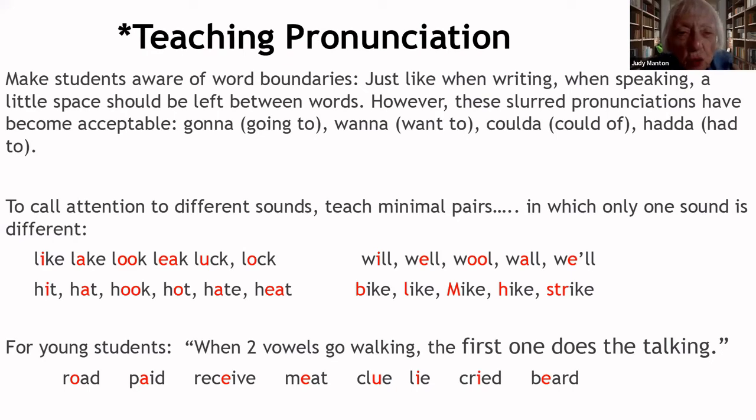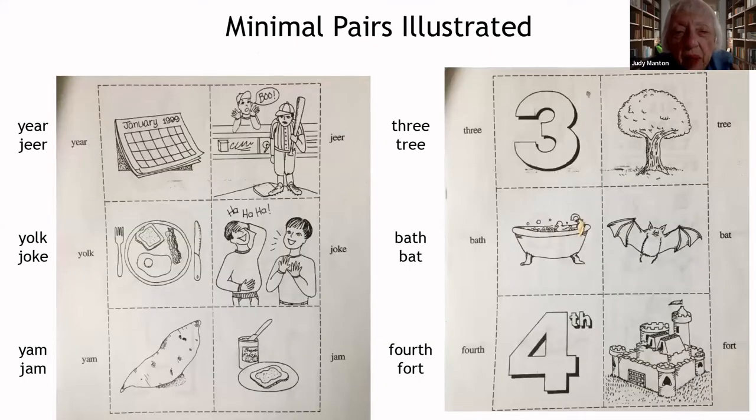And here are some illustrations of minimal pairs. In year and jeer, you see the only one letter different makes one sound different. Three and tree. Yoke and joke. Bath and bat. Yam, jam. Fourth, fort.